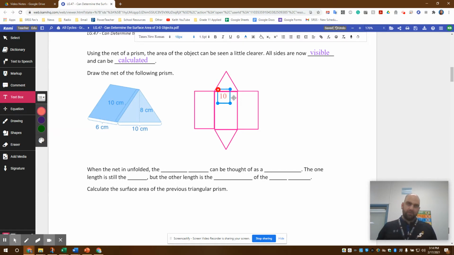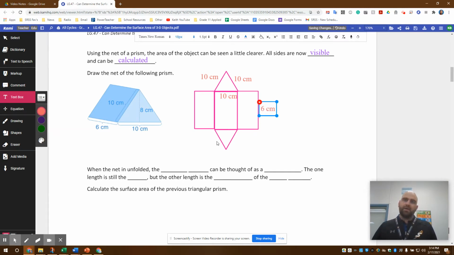So this is 10 centimeters. And all of our other sides are also 10 centimeters, and so we should label that. Okay, and when I ask you to draw and label the net, this is exactly what I'm looking for. Okay, so draw out the sides, and then this length right here is 6 centimeters.